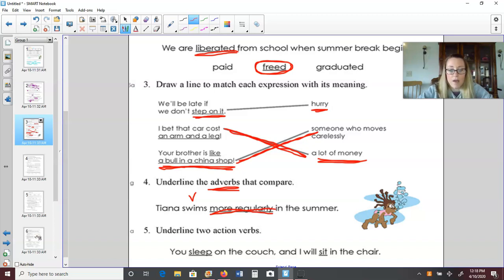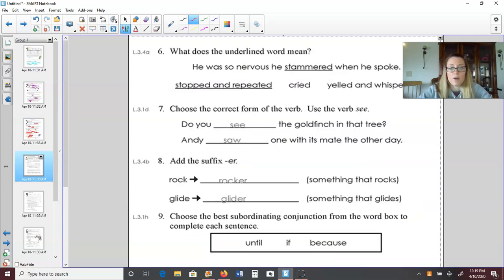Number five, underline two action verbs. Okay, so we're talking about verbs. Verbs show the action in the sentence, and there are two of them. So you sleep on the couch and I will sit in the chair. What are the actions? Sleep and then sit. Those are actions. Okay. Over to number six, what does the underlined word mean?